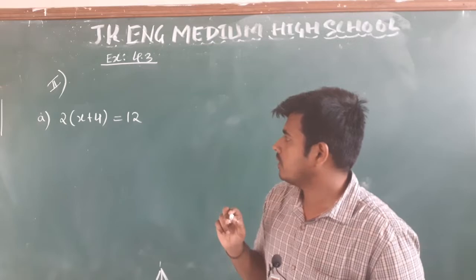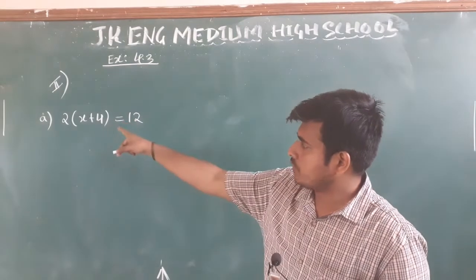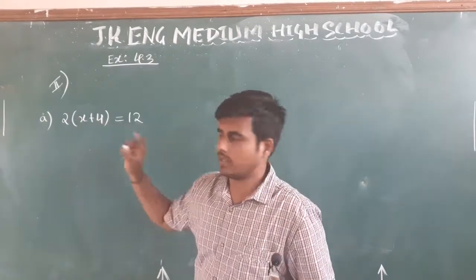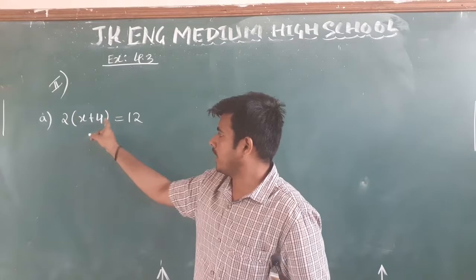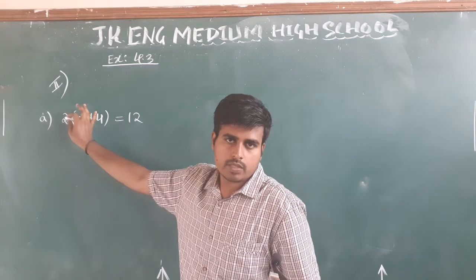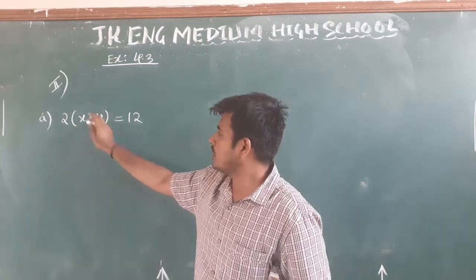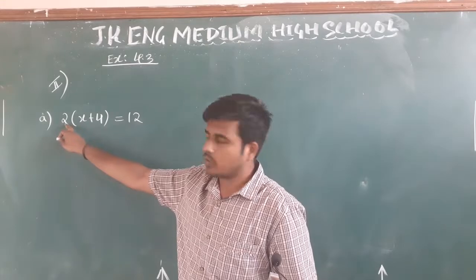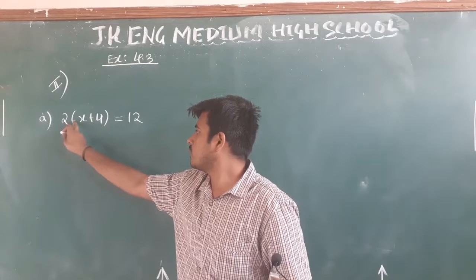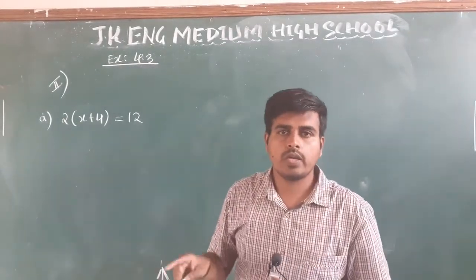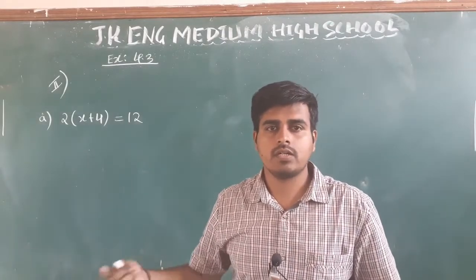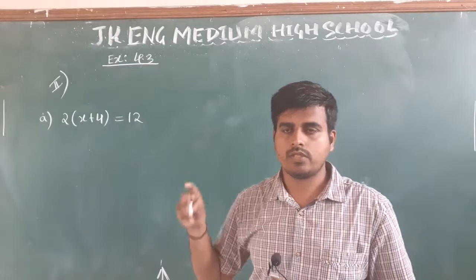Look here. First you need to remove that 2. This 2 is in multiplication with this whole bracket. If I remove this 2, I will get x plus 4, and from x plus 4, by the transposing method, I have to remove this 4. So how to remove this 2? It is connected to the bracket by multiplication. Therefore, divide both sides by 2. Then only we can remove this 2. So, solution.